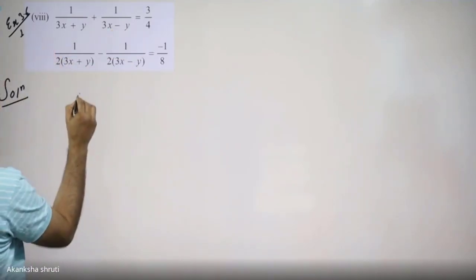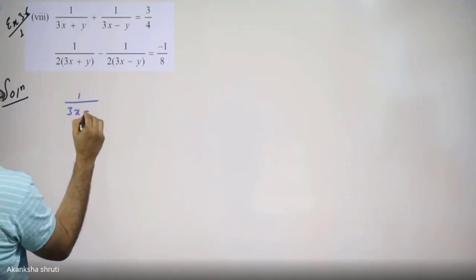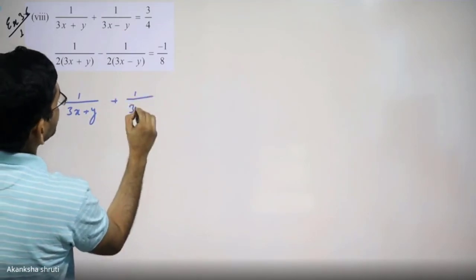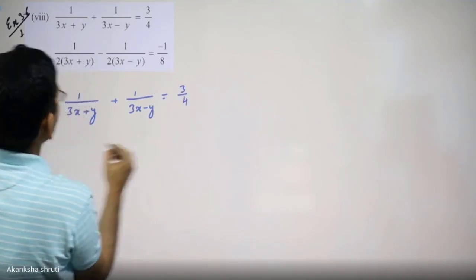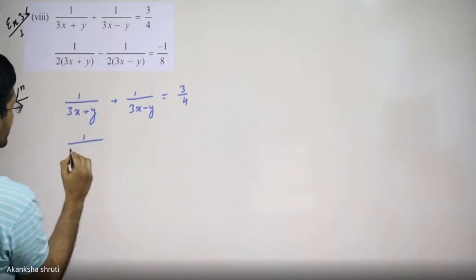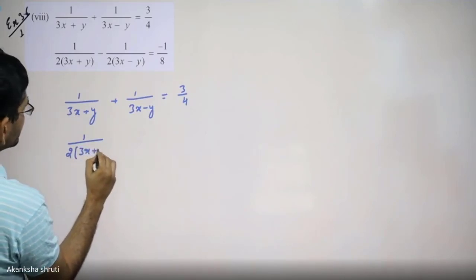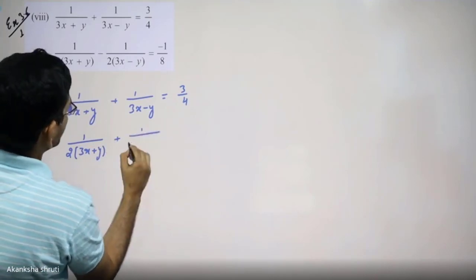Let us rewrite the equation quickly. 1 by (3x plus y) plus 1 by (3x minus y) is equal to 3 by 4. The other equation is 1 by 2, inside the bracket we have 3x plus y, plus 1 by 2.